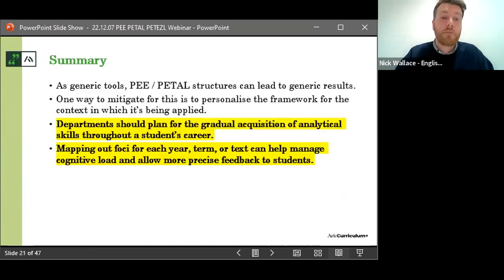So the implication and the summary for this next section: departments should plan for the gradual acquisition of analytical skills throughout a student's career. Mapping out those foci for each year, each term, or text can help manage students' cognitive load and allow for more precise feedback to students. They can be much more granular in the ways in which they're becoming more successful analytical writers.